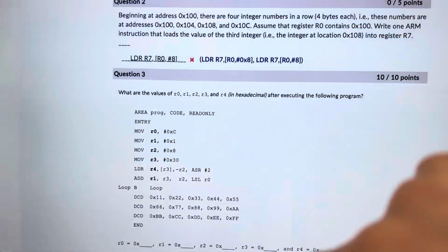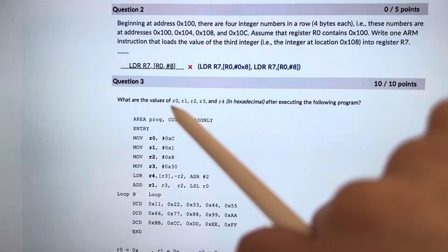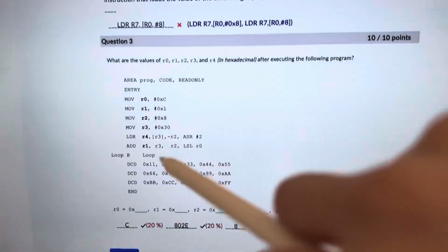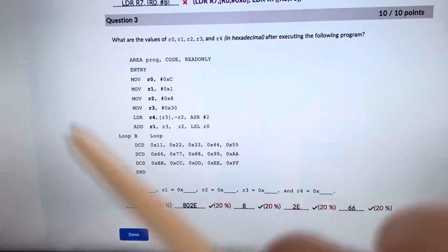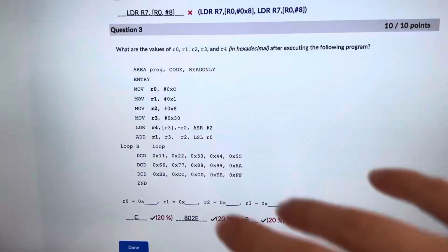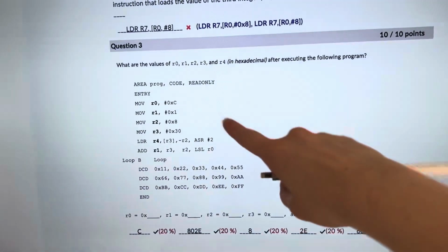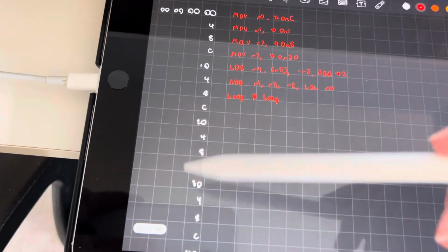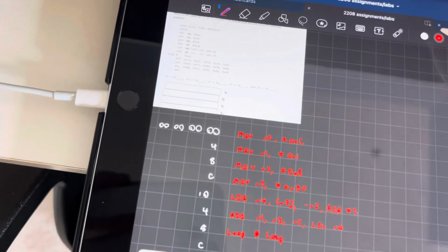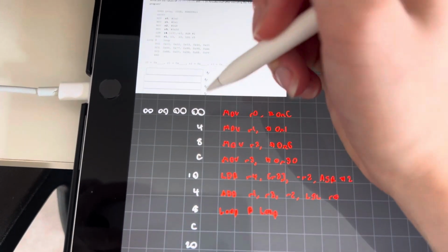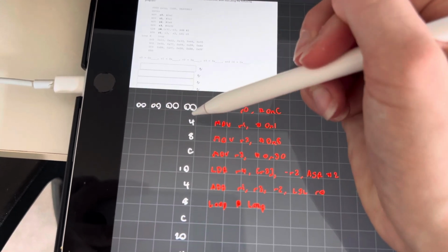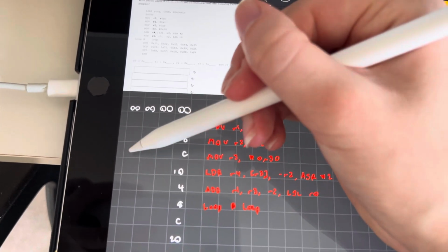So we have this program and we want to find the value of registers R0, R1, R2, R3, and R4 in hexadecimal after executing the following program. Let's start off. This one has memory mapping involved, so that's when we have to write out all these values here. We start off with all zeros and then we skip by 4. So this is going to be 0 and then 1, 2, 3, 4, 5, 6, 7, 8, 9, 10, 11, 12.